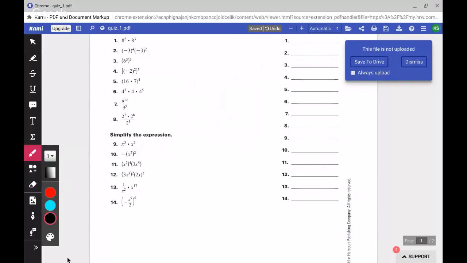So maybe a little review of that kind of mixed in with what we learned today, and we'll do some more tomorrow in class. Miss Sparks, was this counted as a quiz grade, or was it more like a daily grade?